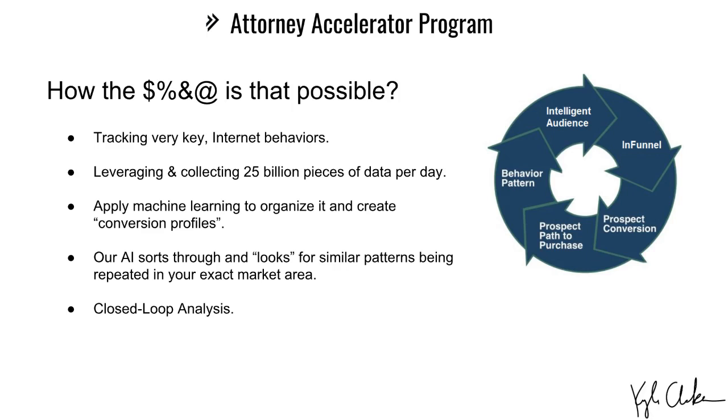And so it's able to, quote unquote, look back and see which behaviors those people exhibited before they retained an injury attorney. Then what our artificial intelligence, our AI does, it sorts through and it looks for similar patterns that are being exhibited in your market area right now, right around your office. Tying all that together is our closed loop analysis. So basically our algorithm and our software gets smarter and smarter over time.